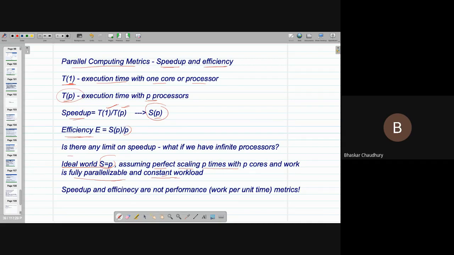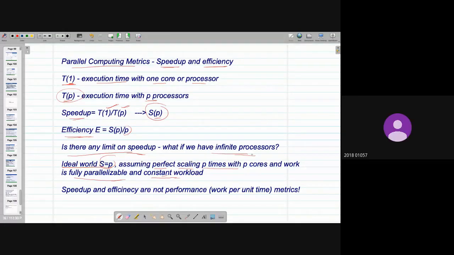is there any limit on speed up? What if we have infinite processors? What will happen if you have an infinite number of processors? How much speed up? Communication will be very difficult, I think so. No, let's say that I have an ideal situation. So what will be the scenario in this case if you have an infinite number of processors?